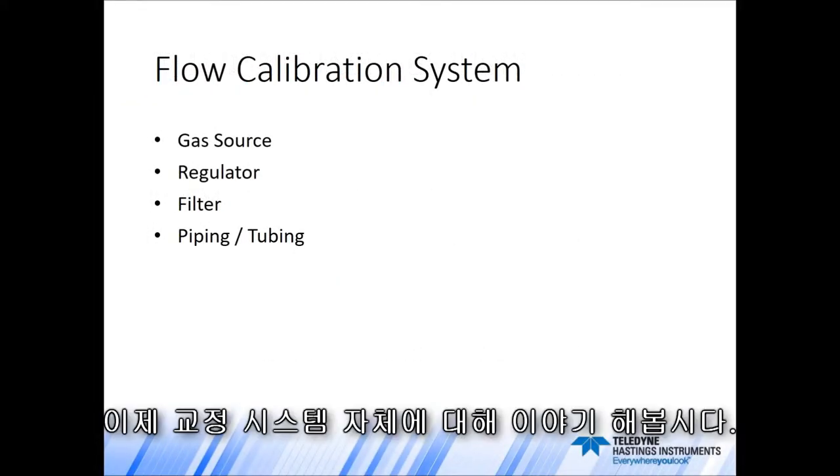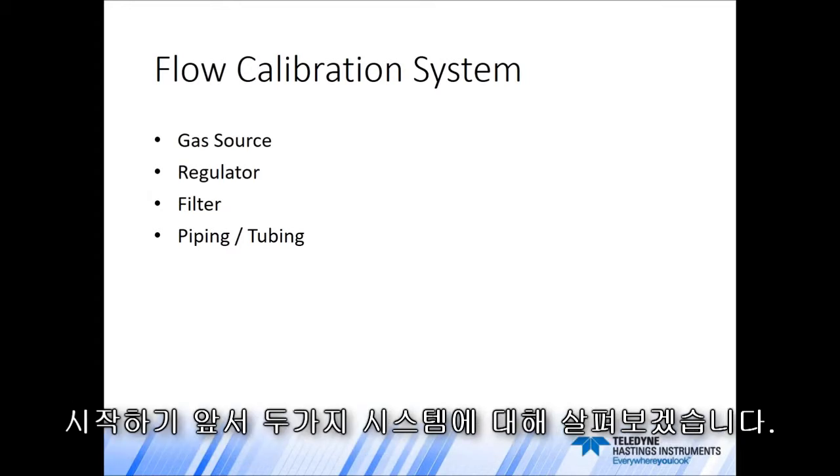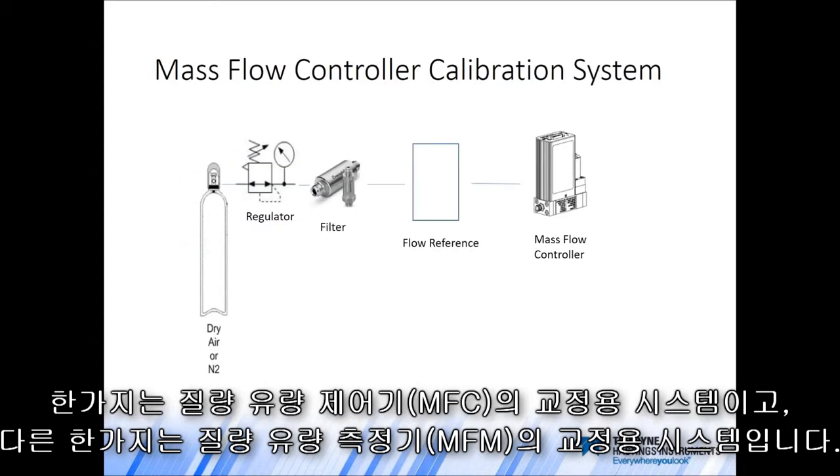All right, let's talk about the calibration system itself. We're going to go into a little detail about your gas source and your regulator. We'll also touch on filtering and tubing. However, before we do that, we're going to take a look at two systems. One system for calibration of flow controllers, the other is for calibrating flow meters.